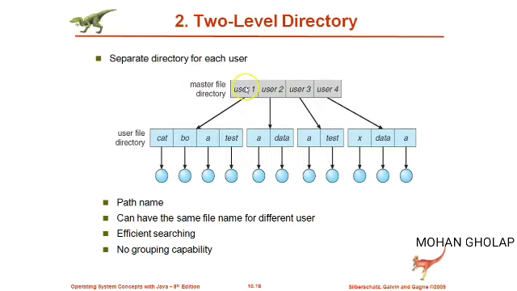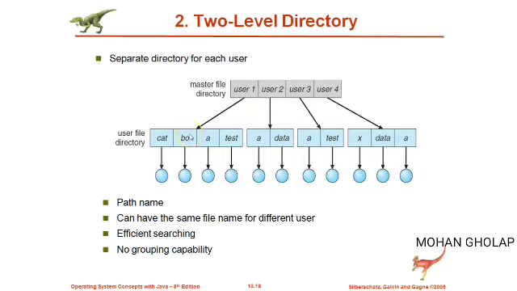In each of these directories we again have subdirectories as part of this master directory. User 1 has these 4, that is cat, bo, a and test. User 2 has these 2, a and data. User 3 has these 2, a and test. User 4 has these 3, x, data and a. So the naming problem is also overcome here, because you can see user 1 can define a file with the name a, user 2 has also defined a file with a, user 3 also defined a file name with a, and user 4 also has a file with the name a. And similarly the grouping is also possible.